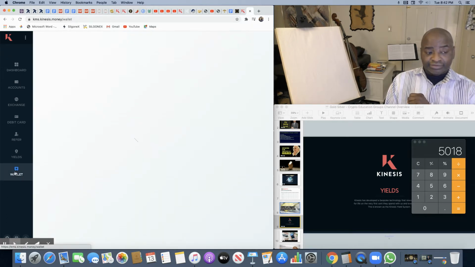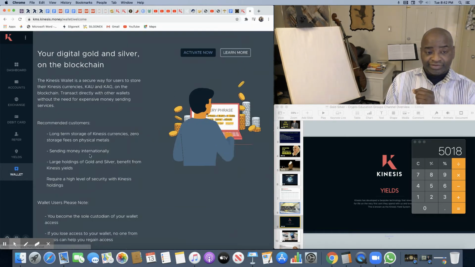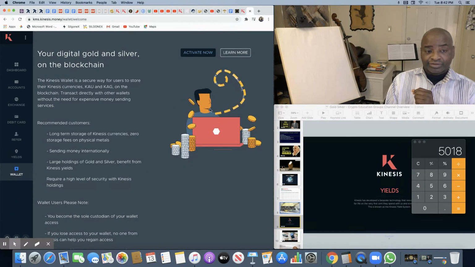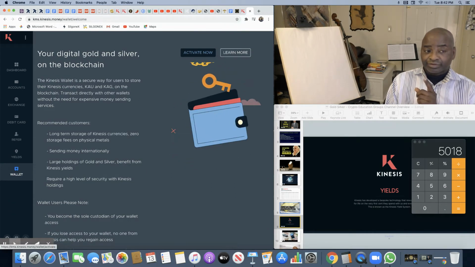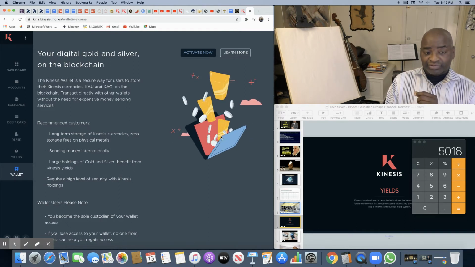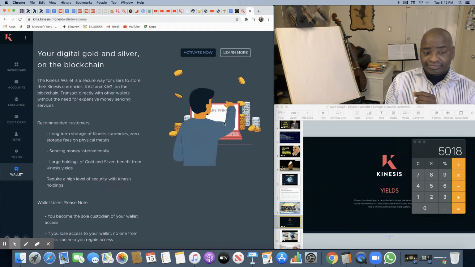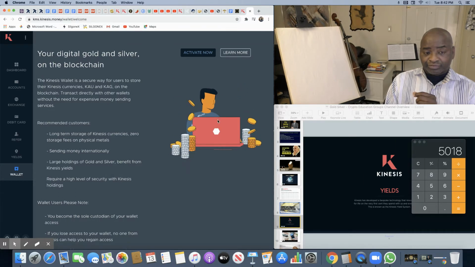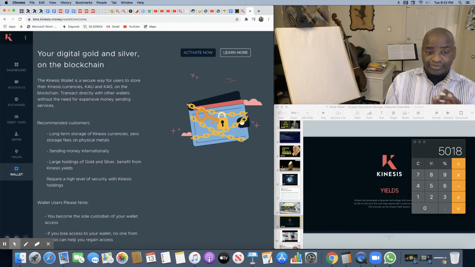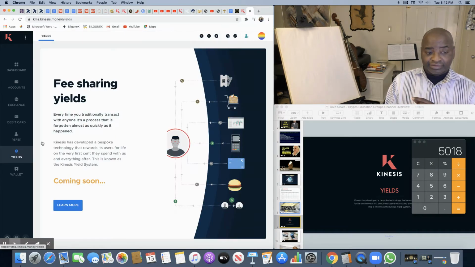And your wallet, once your account is verified with KYC, you will be asked to activate your wallet. This is where you'll have words like that, and for you to basically determine the discipline to set up and secure your account. And then from here, you can learn about all the yield. You click on learn more to learn about the yield.